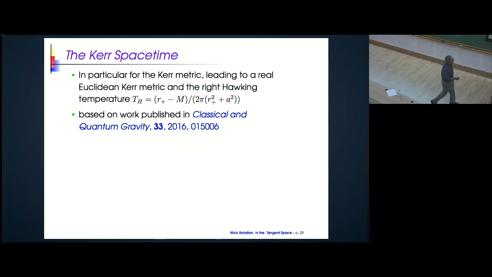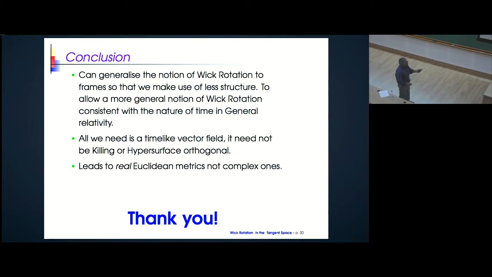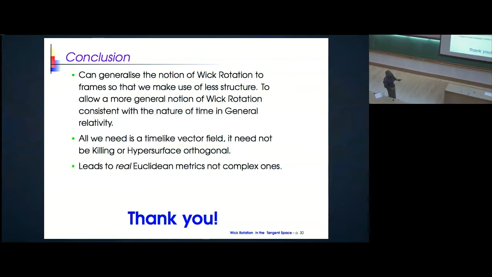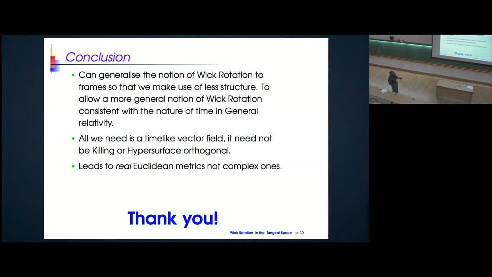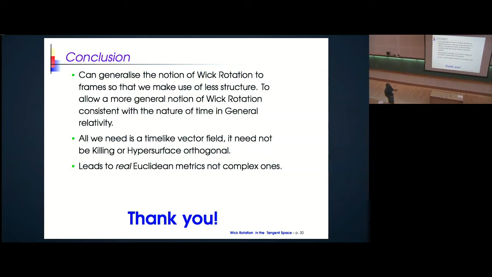Maybe I'll just finish up very quickly and then I'm sure there'll be a few more questions. So we can generalize the notion of Wick rotation to frames, so that we make use of less structure to allow a more general notion of Wick rotation consistent with the nature of time in GR. All we need is a time-like vector field. It need not be Killing or hypersurface orthogonal. It leads to real Euclidean metrics and not complex ones. So that's basically the end of my talk. I think I finished 2 minutes ahead of time. Maybe we have time for 1 or 2 questions.